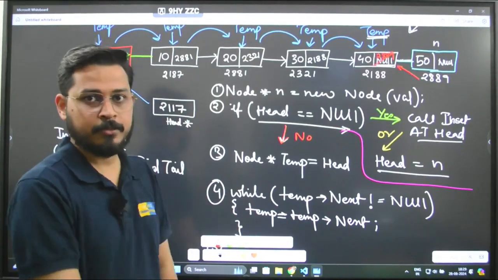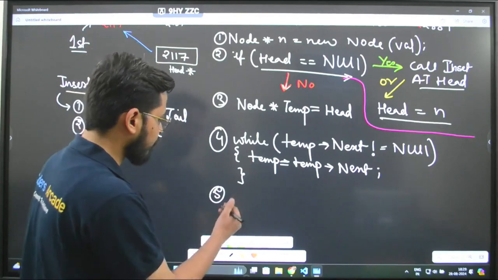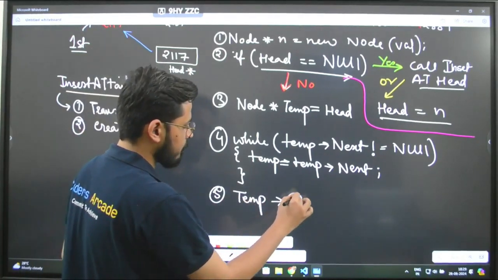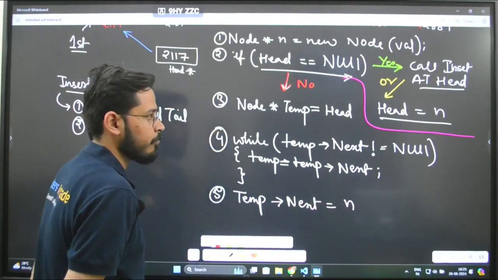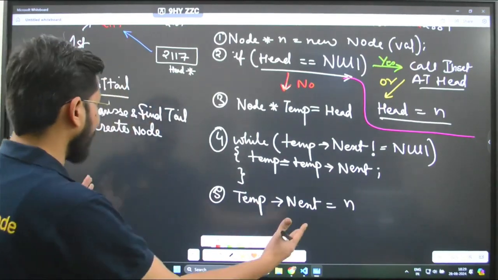This is the logic. This is the code logic. So on the 5th line, what will I do? Temp of next is equal to n, the newly created node, and that's it. Your job is done. It looks very nice, no?